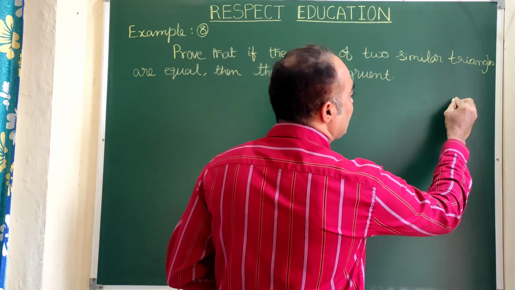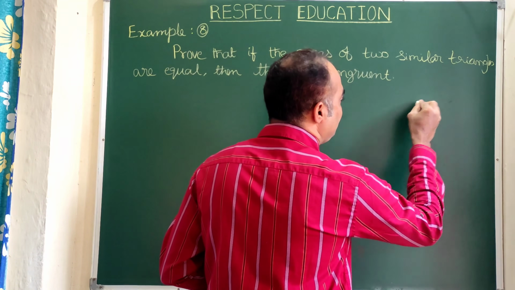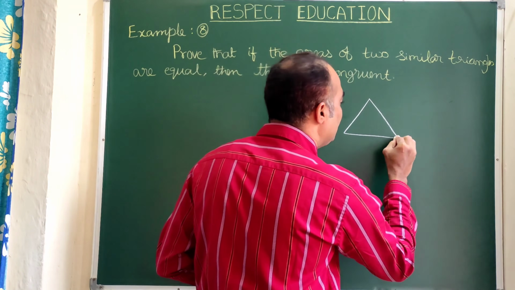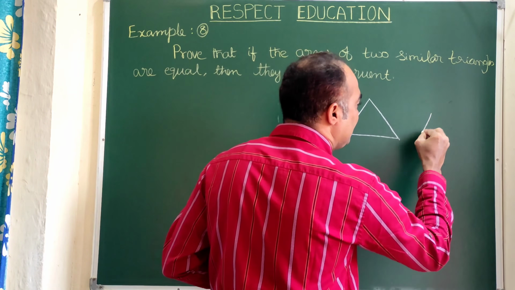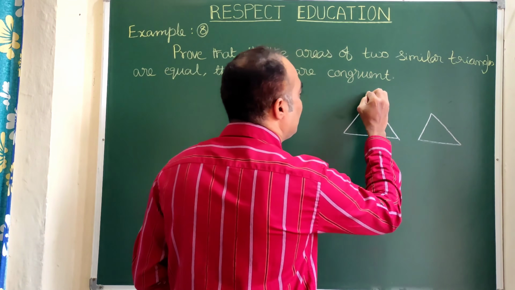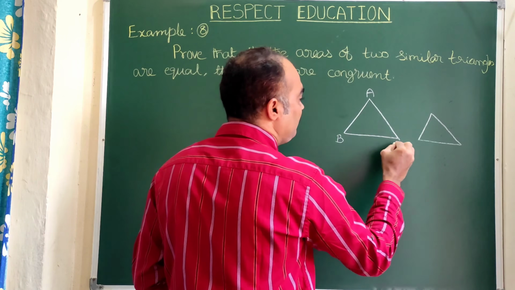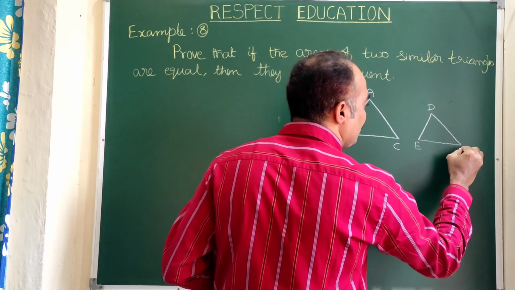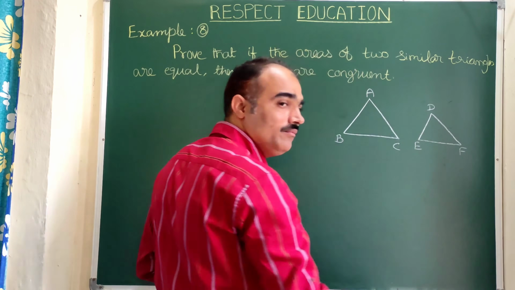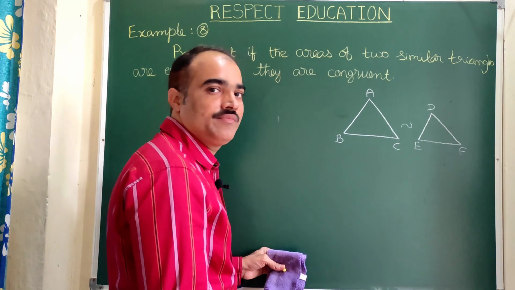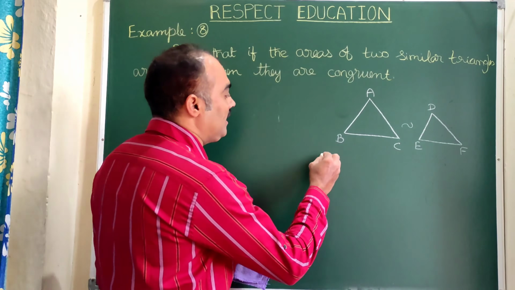We consider triangle ABC and triangle DEF. For example, they are similar. So here let us start now.